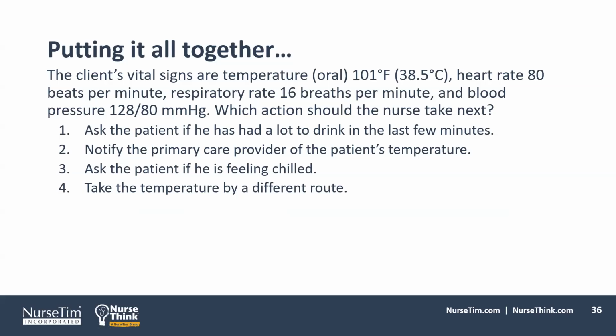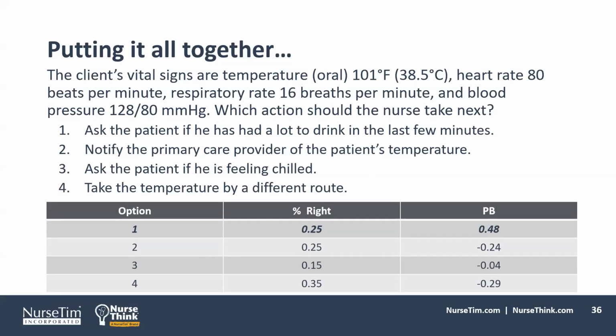So let's put it all together. Client's vital signs are: a high temperature, normal heart rate, normal respiratory rate, blood pressure is there. What actions should the nurse take? I'm going to give you the analytics on that question. I want you to think about content validity, and I want you to think of the analytics. What concerns do we see? Go ahead and chat into the Q&A. I want to see from you what kind of things jump out as being good or bad about this test item.